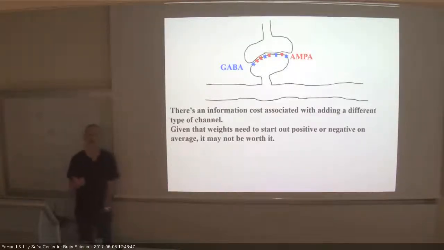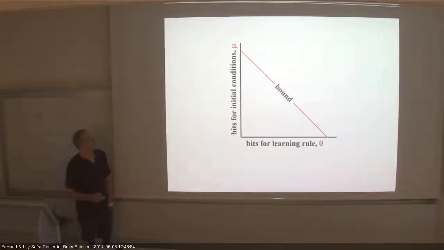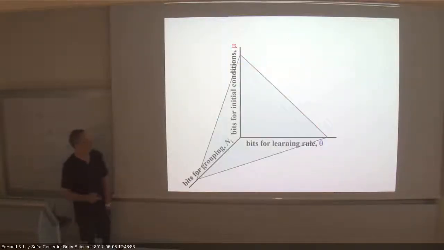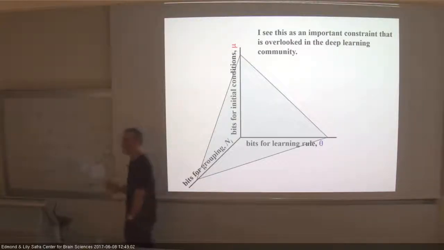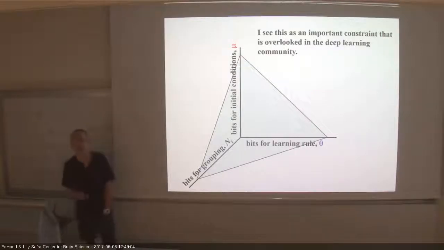This bit constraint, I think, is ultimately going to have potential for explaining some of these things. So I wrote the bound like this. In fact, it looks like this. Okay? And I see this as an important constraint. It's often overlooked in the deep learning community for good reason, right? They don't have this constraint, but biology does.